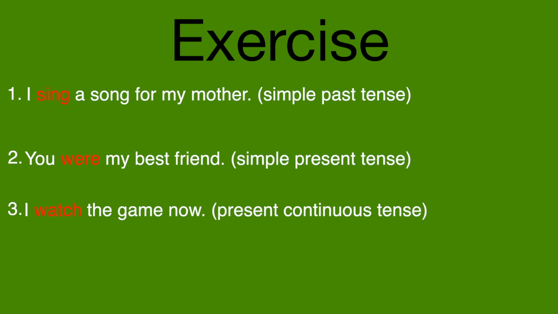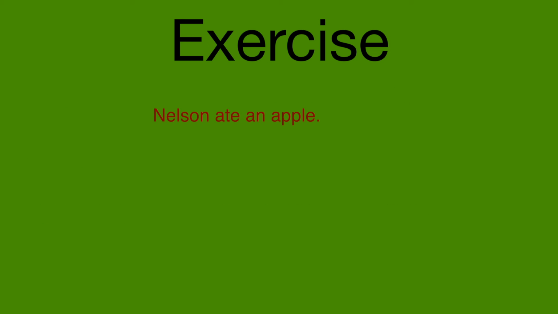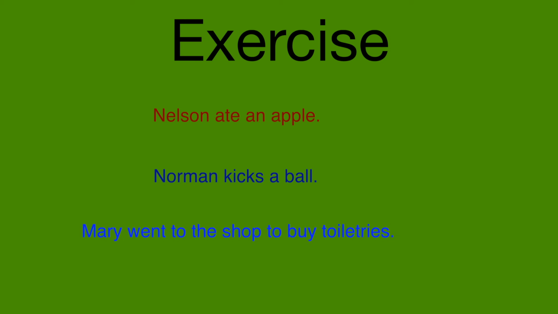In addition, you should take note of the rules that guide every specific group of tenses in order for you to know how to identify and change your tenses successfully without struggling. We have learned so much about the rules for tenses and how to change from one tense to another. With the knowledge you have learned so far in tenses, use the rules to change the following sentences into all 12 groups of tenses. Nelson ate an apple. Norman kicks the ball. Mary went to the shop to buy toiletries.